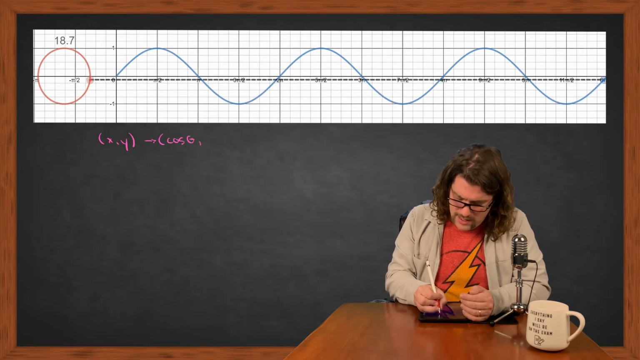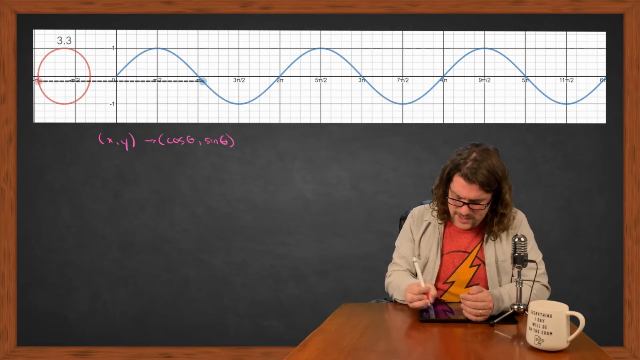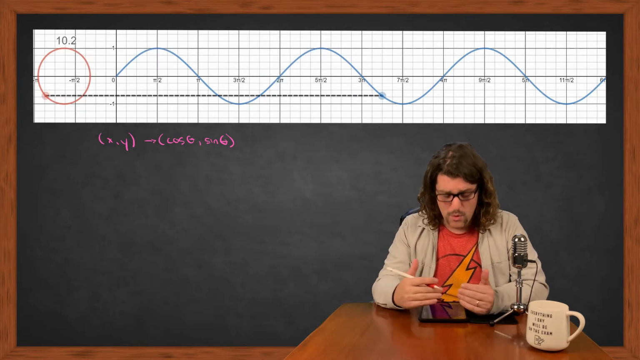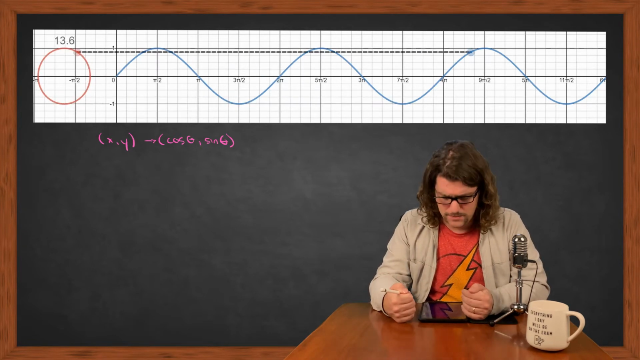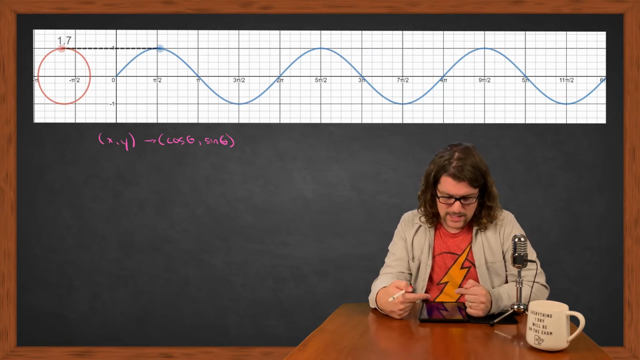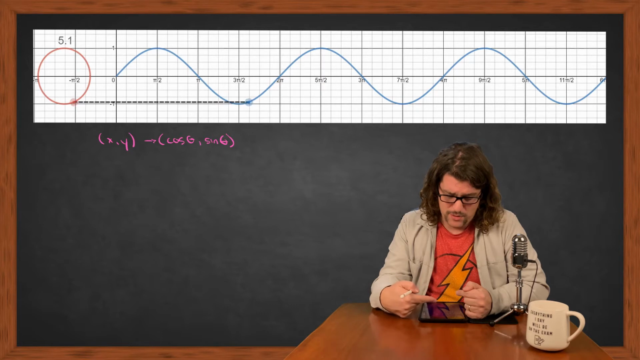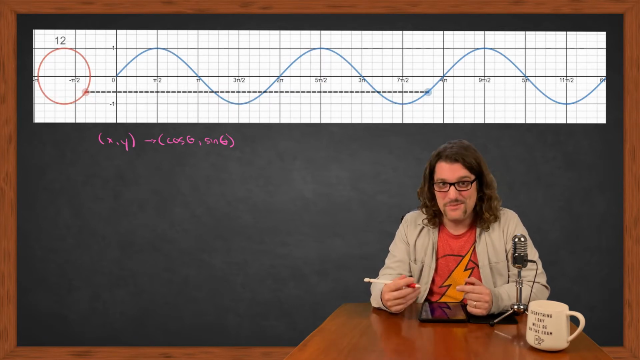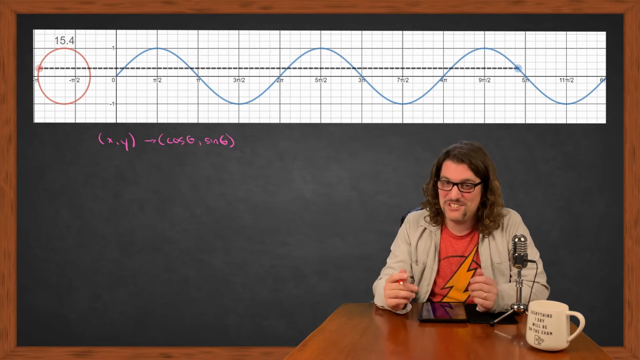It would be located at cosine theta comma sine theta. So what we've basically said is that the y value can be modeled by a sine function. That's what this particular thing says, because if sine theta always matches up with y, then that means we're able to find out the y value on that circle with that sine theta function.